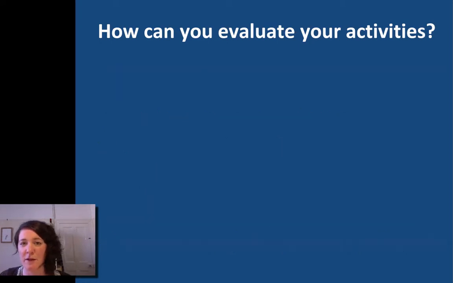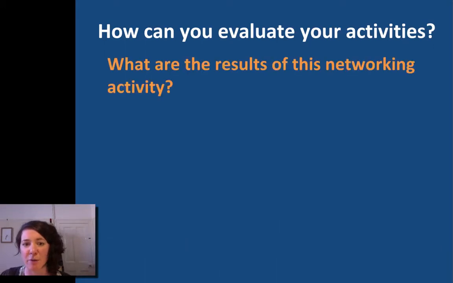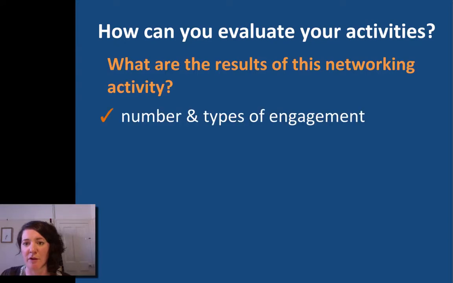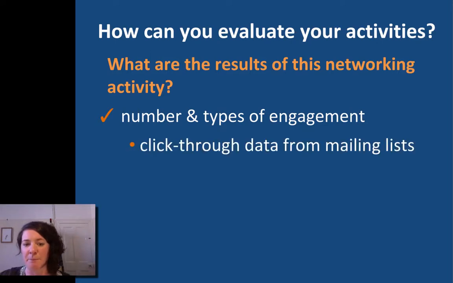But I'd like you to think even more granular than that, in even more detail, when you're thinking about the results of the networking activity. So thinking instead about the number and the types of engagement that's going on. This might be things like click-throughs from mailing lists, so the links that you've got in your mail out, setting up software so that you can monitor how many people are opening your emails, how many people are clicking through to different links and following up on the information that you're giving them.